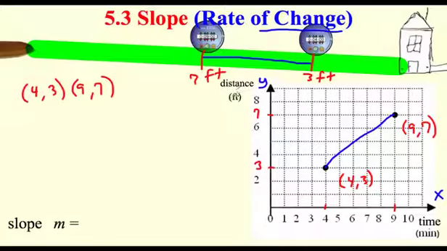Well, we need to know a couple things. First of all, how far did he travel? Well, what has this got to be? It's got to be 4 feet. How do I know that? I just subtracted them. So let's look at our graph here. How does that relate to our graph?